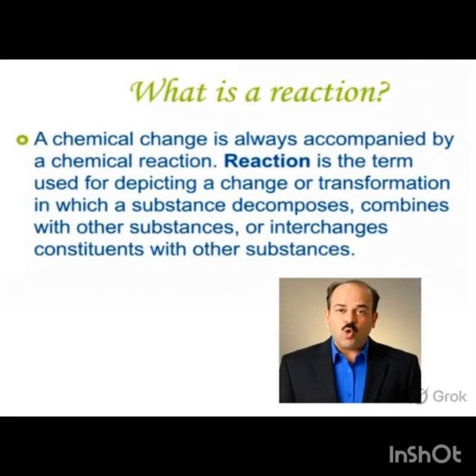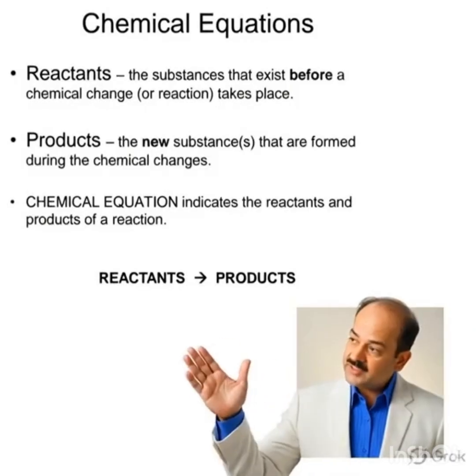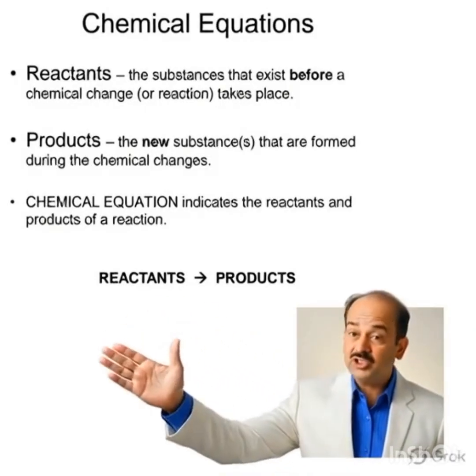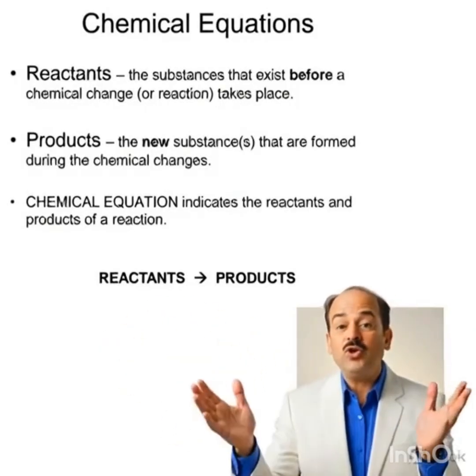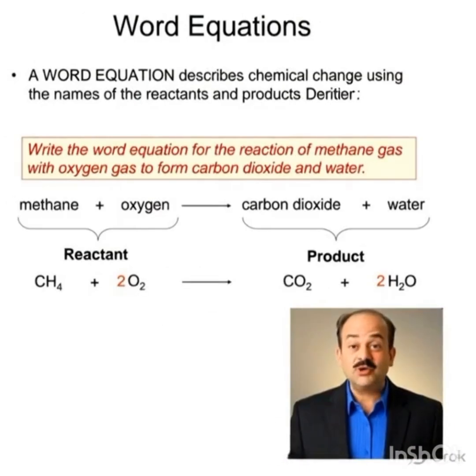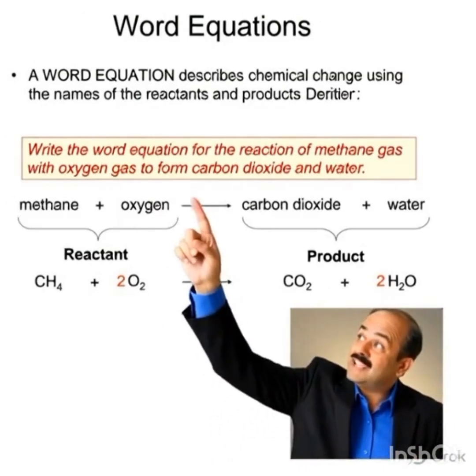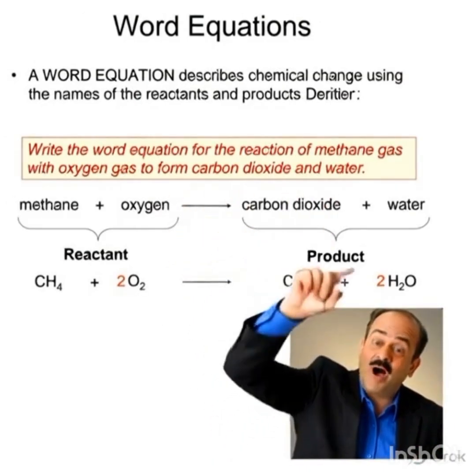A chemical change is always accompanied by a chemical reaction. Reaction is the term used for depicting a change or transformation. Reactants are the substances that exist before a chemical change takes place. A chemical equation shows this. In a word equation, we use names to describe a chemical reaction. For example, methane gas plus oxygen gas forms carbon dioxide and water.